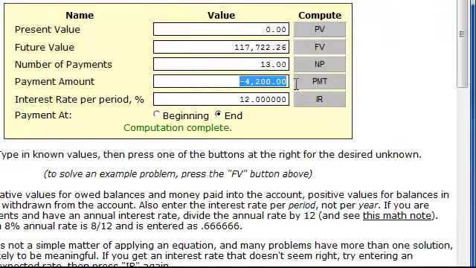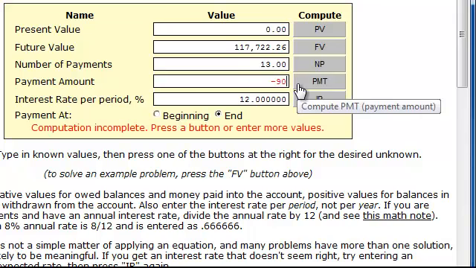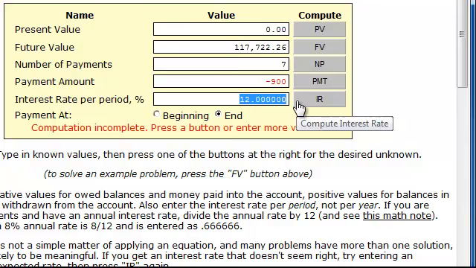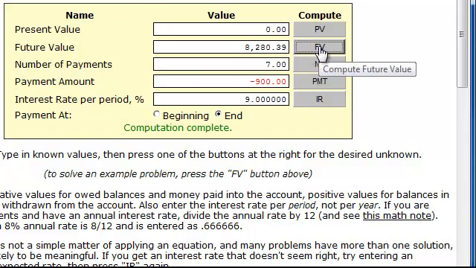Okay. So let's see, payment amount minus 900. Number of payments, 7. Interest rate, 9. Future value, compute, 8280. 6,300 is the amount that you put in over the years. But with the interest on the interest, you end up with 8280.39.